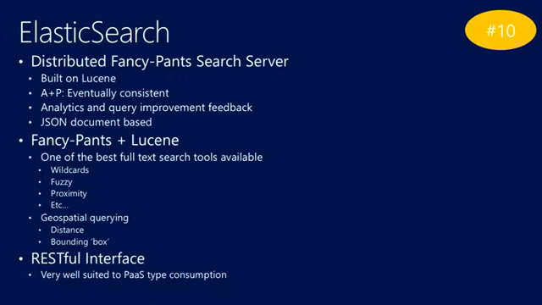Number 10, I've got 5 minutes left, so we're doing really well. Elasticsearch is a distributed fancy pants search server, right? It picks up Lucene and wraps it with a whole lot of cool logging, instrumentation, analytics, and other awesome, and basically builds your really cool search server. Full text indexing, wildcard searches, fuzzy searches, proximal searches, geospatial querying using distance-based queries, bounding boxes, the whole 9 yards. And then it gives it to you as a RESTful interface that you can consume from your service. Squirt a JSON document into the search server, it gets indexed, go query the index, get a JSON document back out.